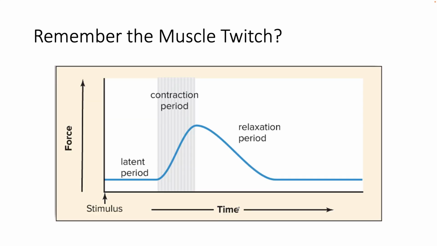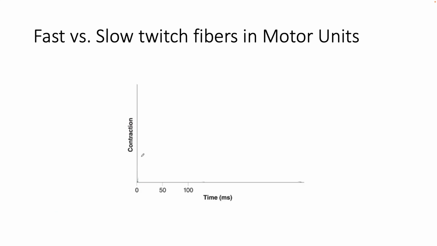Now, going back to muscle twitch, not all of the muscle fibers take the same amount of time to do this muscle twitch. Some of them are much faster than others. So if we take a graph where we compare amount of contraction versus time, and we look at how long different fibers take to contract, we have 2 different types of muscle twitch fibers in your motor units. So this one here, you can see, is really quite fast. It's going to contract and relax in about 100 milliseconds.